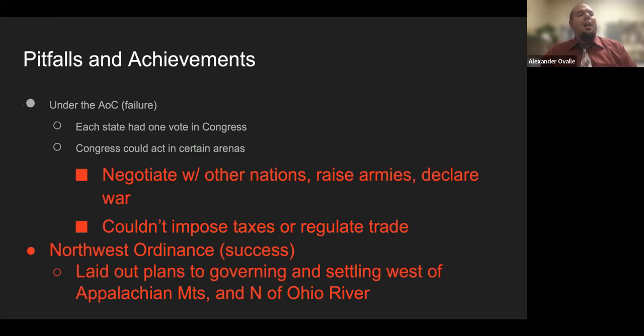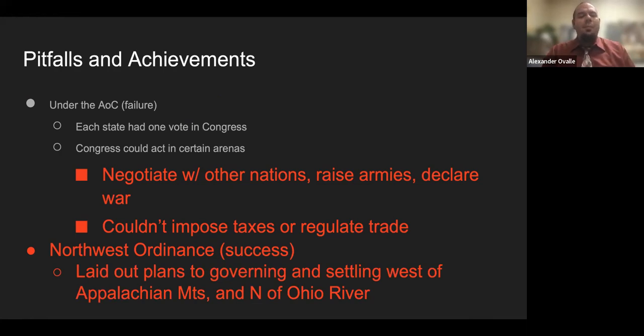Pitfalls and achievements. Under the AOC, there were largely failures. Each state had one vote in Congress. Congress, however, could act in certain areas. It wasn't all just bad. They could negotiate with other nations, raise armies, and declare war. But they couldn't impose taxes or regulate trade. Again, coming from a previous government that taxed all the time, they didn't want that happening with their government.